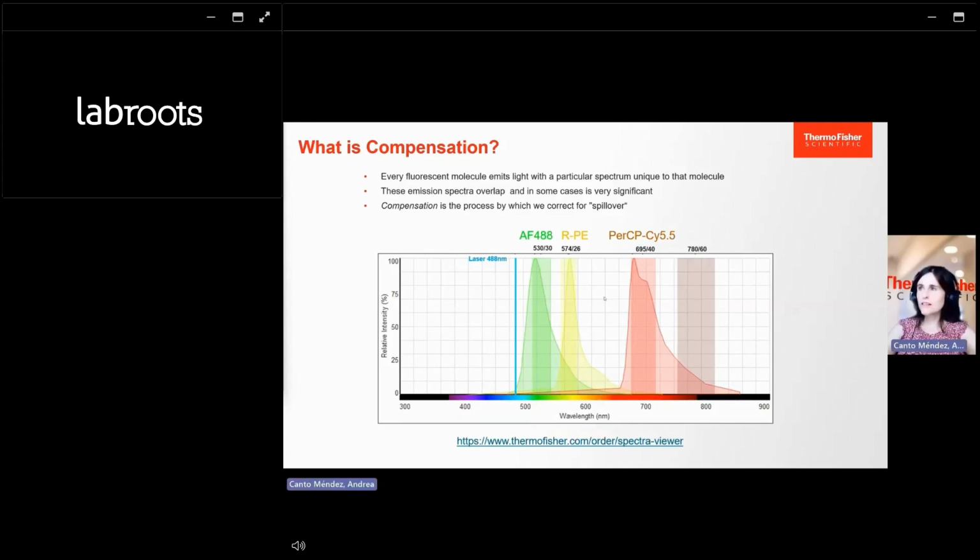Today, I'm going to talk about compensation, what it is and why it is important. Here, you can see in this slide a sample that has been stained with 3 different dyes, Alexa Fluor 488, PE, and PerCP-Cy5.5.